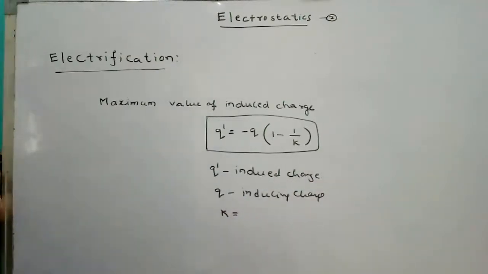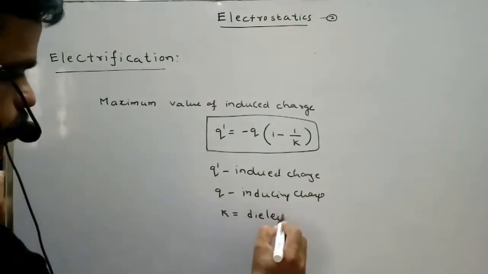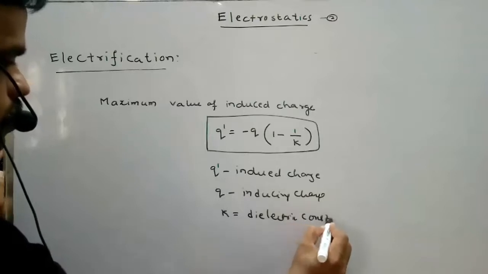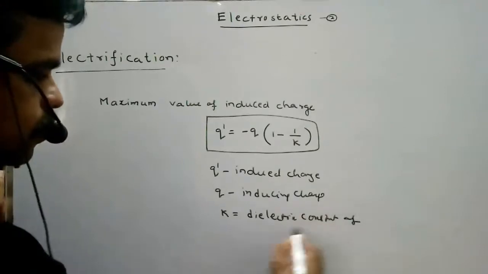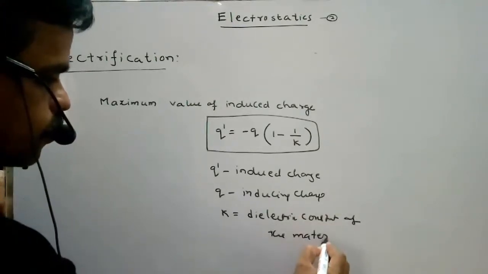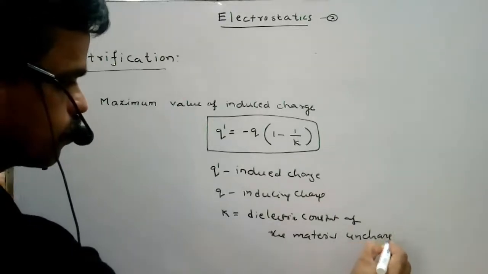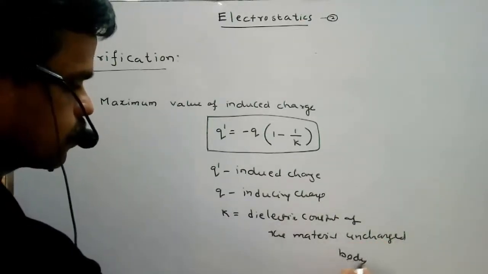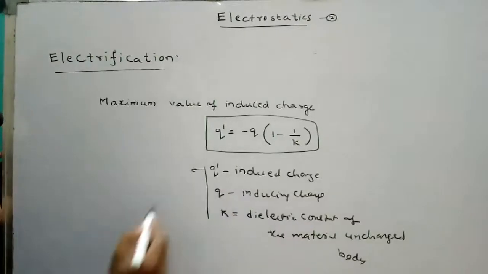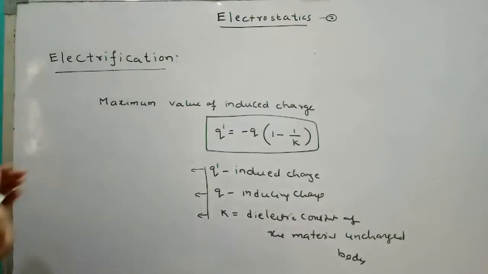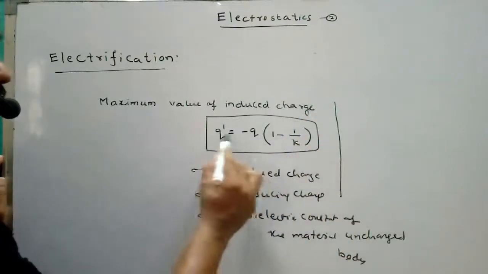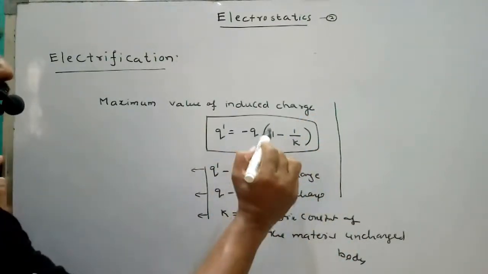K is the dielectric constant of the material of the uncharged body. Here this is the induced charge, this is the inducing charge, and this is the dielectric constant of the material of the uncharged body. So Q dash equals minus Q of (1 minus 1 by K).